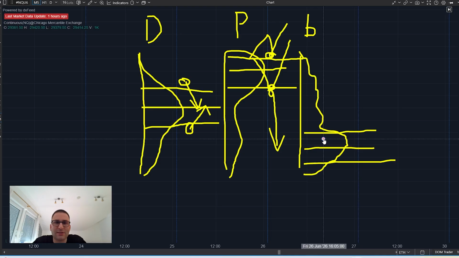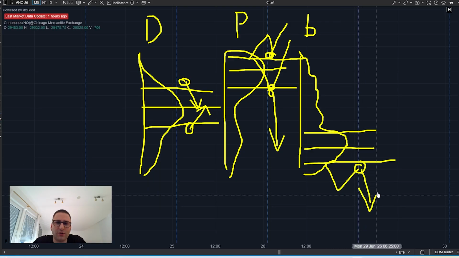And the same takes place over here when we have falling markets. So either we have a breakout to the downside, we wait for a retest and enter at our value area low and then follow the trend.